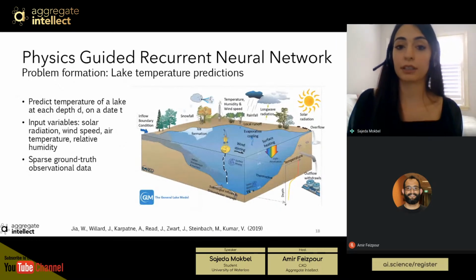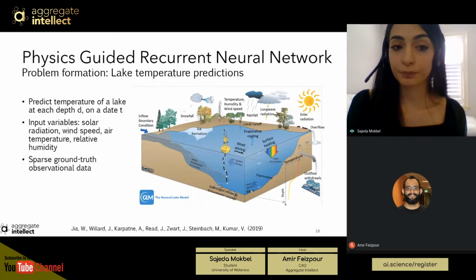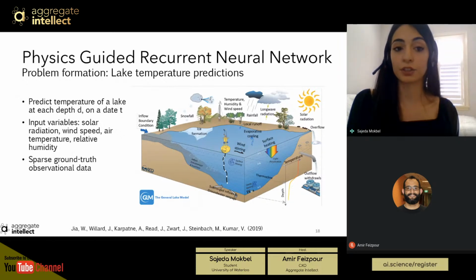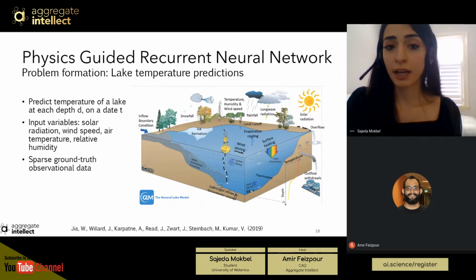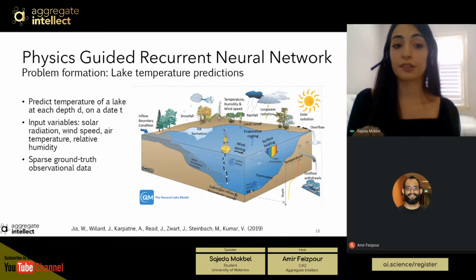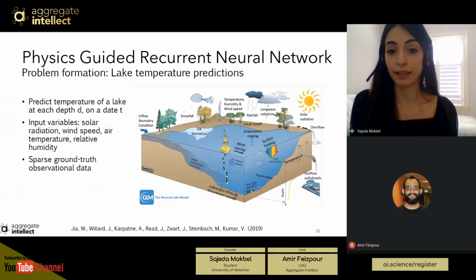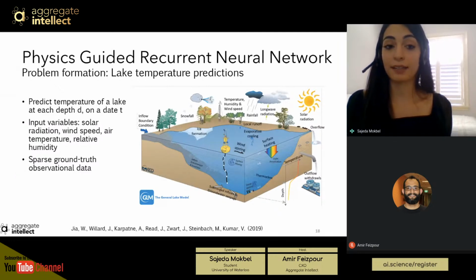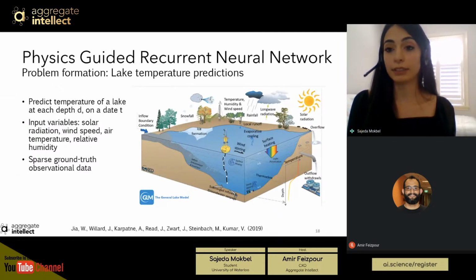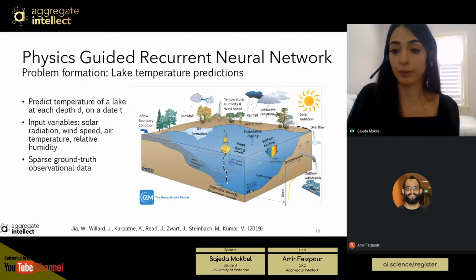Yep, so this is the current general lake model. It predicts the temperature of a lake at each depth given a date and some other variables such as wind speed or humidity on that date. And currently there's sparse ground truth observational data for this. When I say observational data, I mean real data that was measured in a lake with sensors. And then there's the other data generated from simulations of the general lake model.